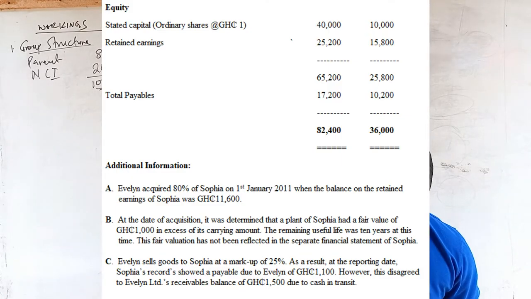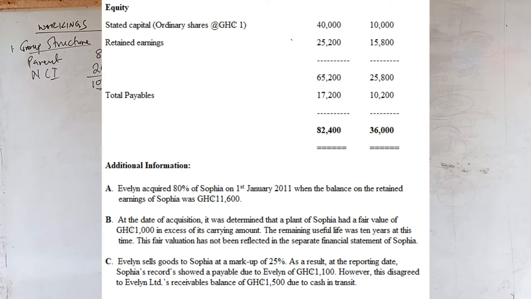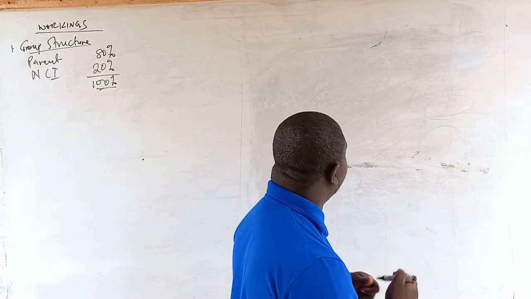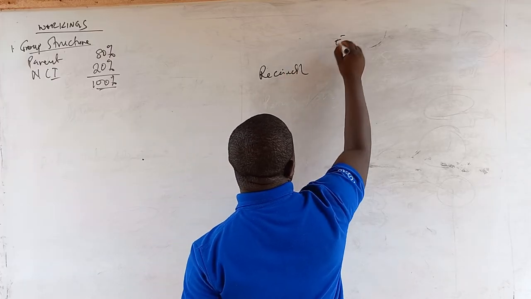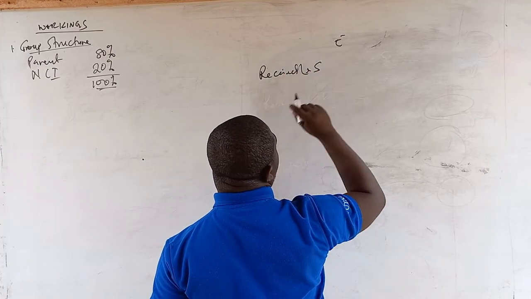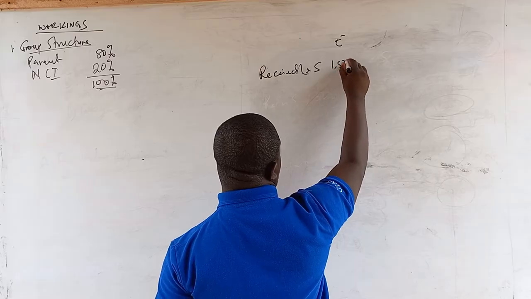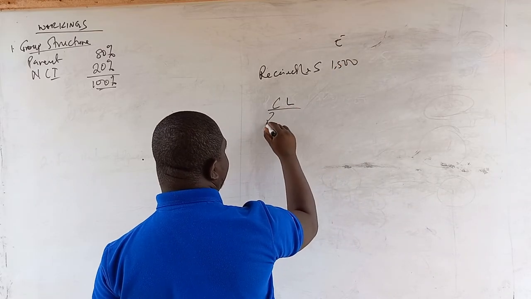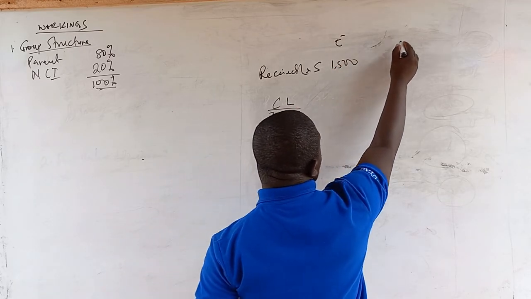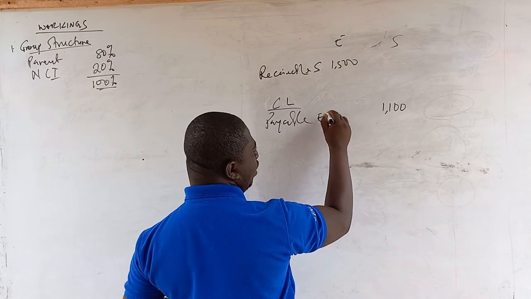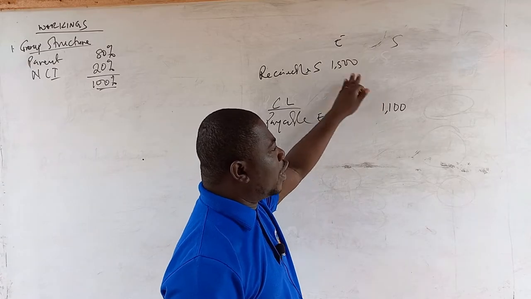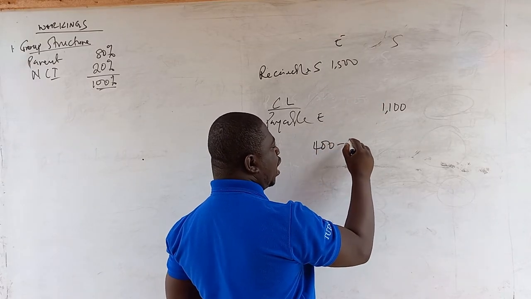However, this disagreed with Evelyn's receivable balance of 1,500 due to cash in transit. So this is what I was trying to explain: if you check the books of Evelyn, they have a receivable from Sophia of 1,500. Then under current liabilities, under payables, Sophia has 1,100 payable to Evelyn. Now we are told that the difference of 400 is due to cash in transit.